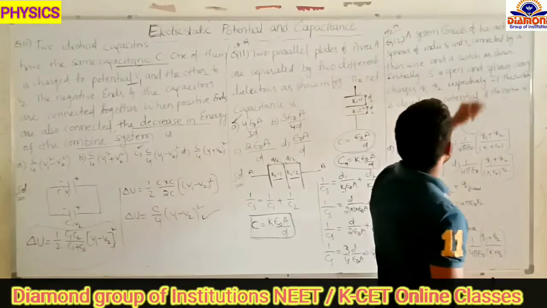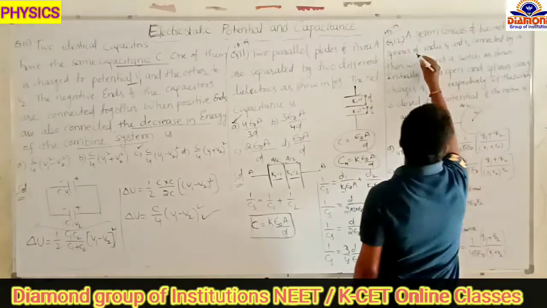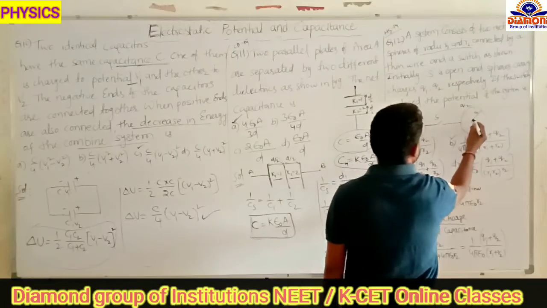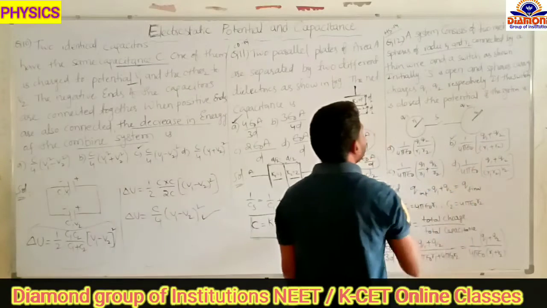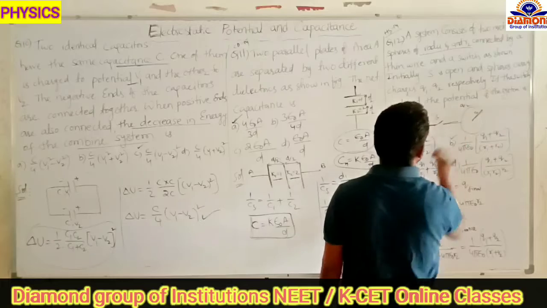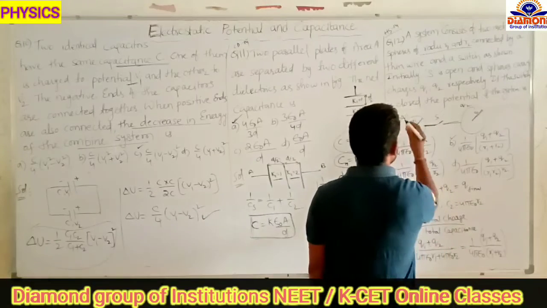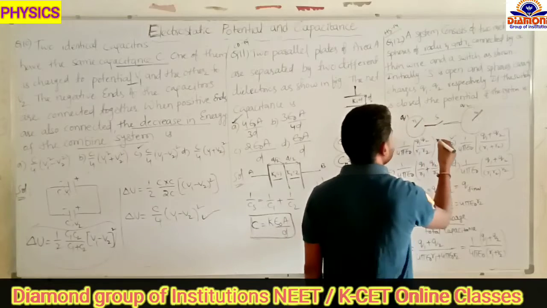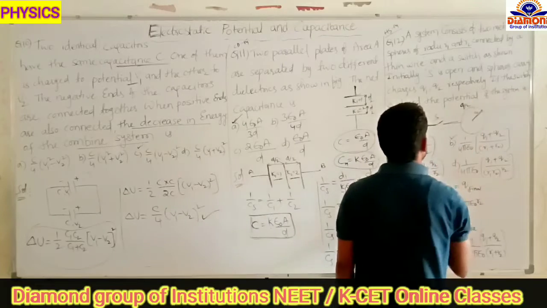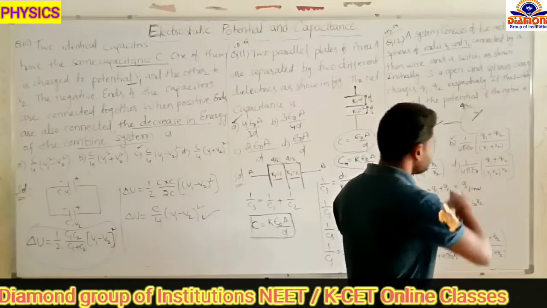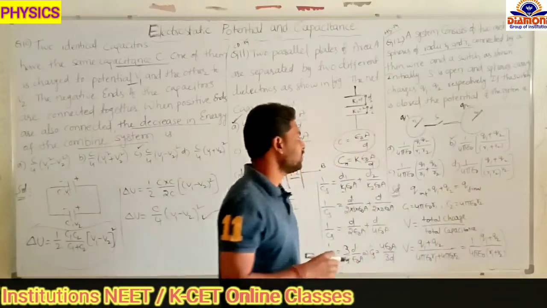A system consists of two metallic spheres of radius R1 and R2. Here we have the two metallic spheres; this one is R1 and this one is R2, connected by a switch. Here one switch is there. Initially S is open. The spheres carry charge: the charge on the first sphere is Q1, and the charge on the second sphere is Q2. When the switch is closed, the potential of the system is, we have to find.